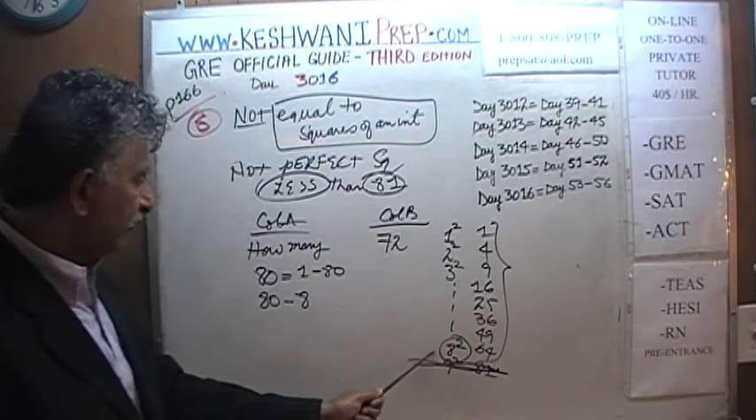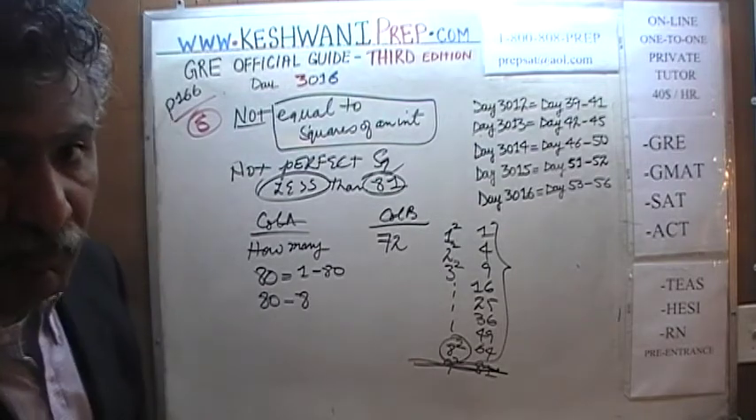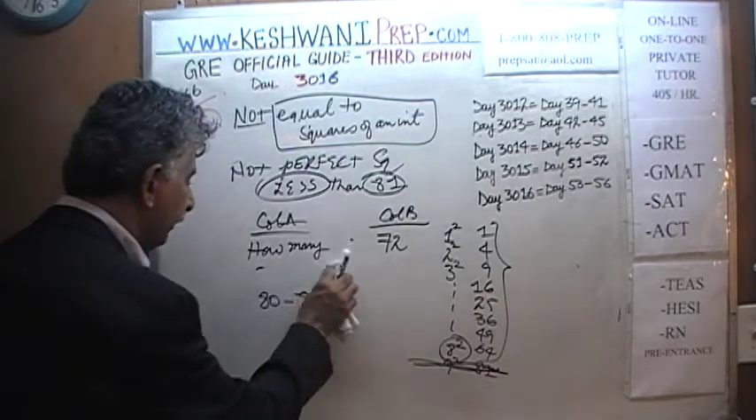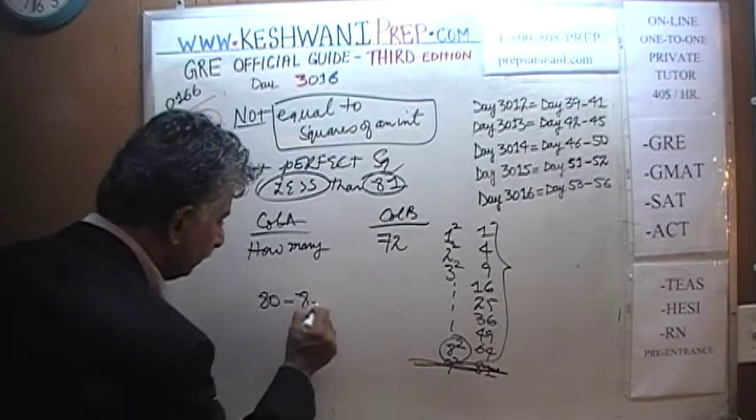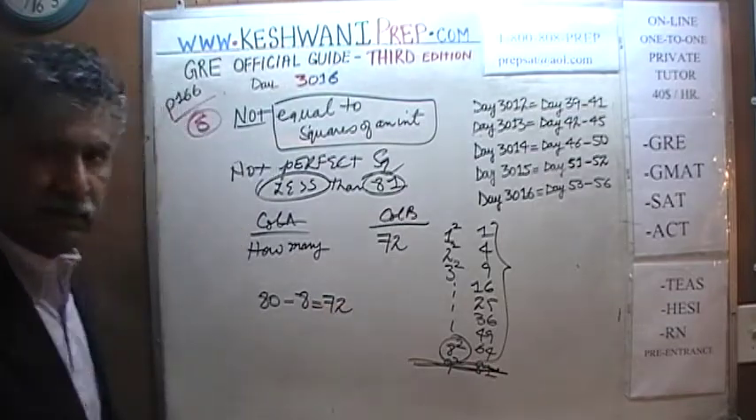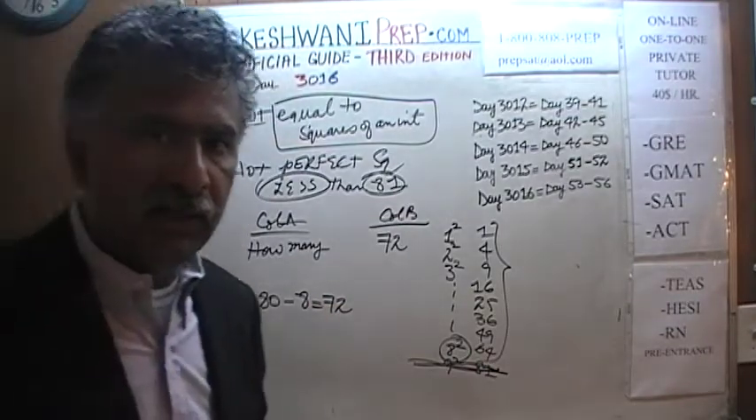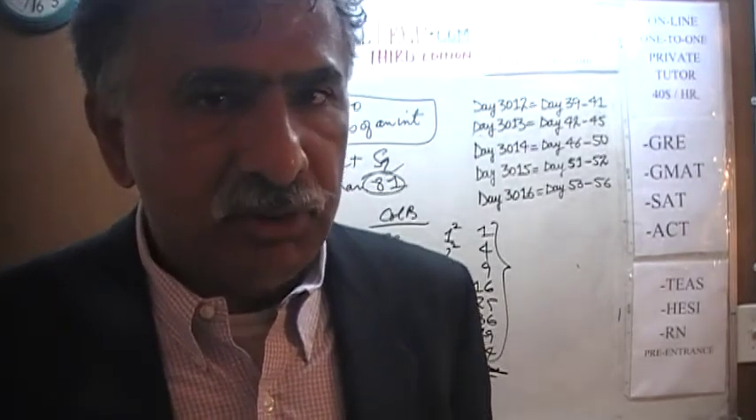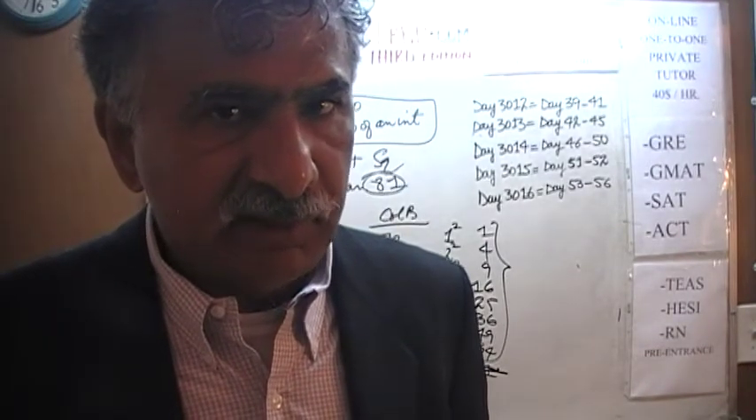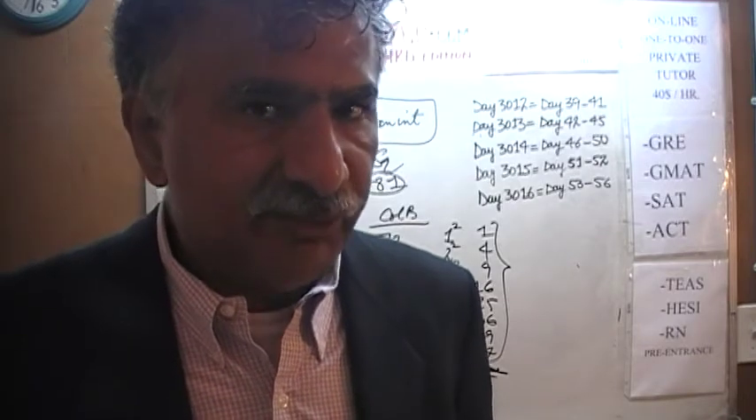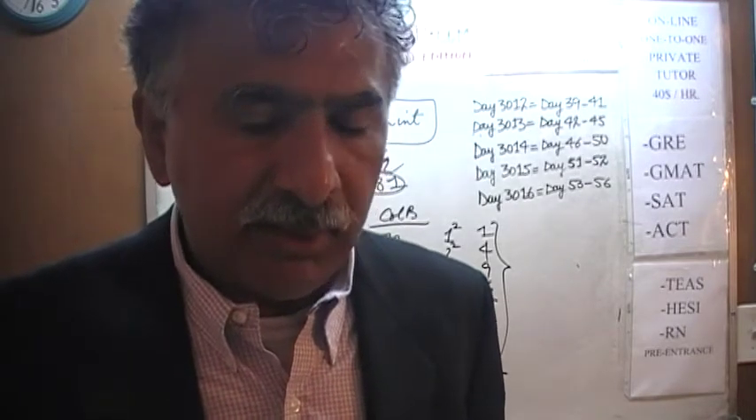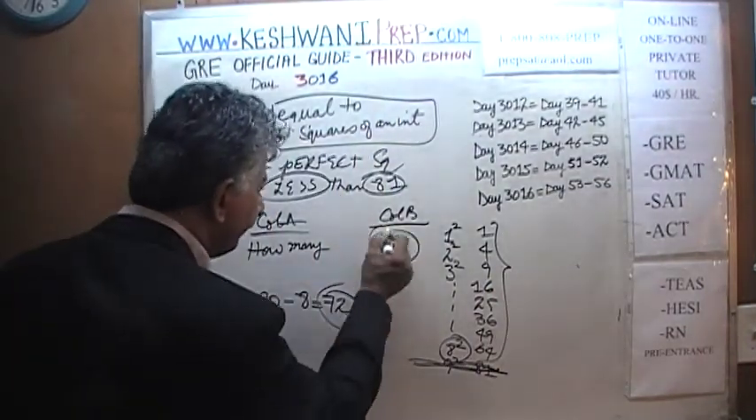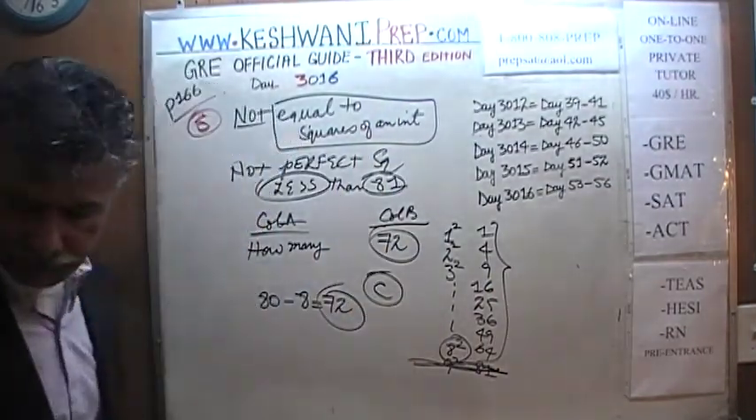If 8 of them are perfect squares, how many of them are not perfect squares and happen to be less than 81? The answer is very straightforward. There must be 72 integers that are less than 81 and are not perfect squares. One more time, there are 72 integers that are less than 81 and are not perfect squares. And 72 is exactly what we see in the other column. The answer is C. So this was quite straightforward.